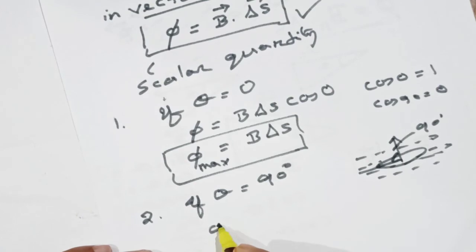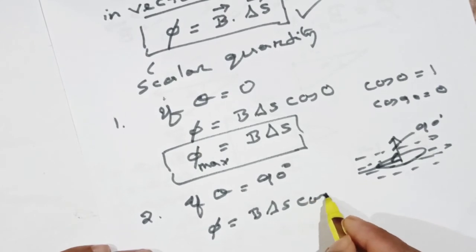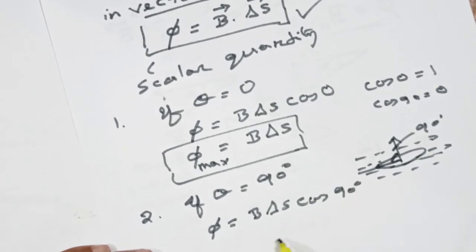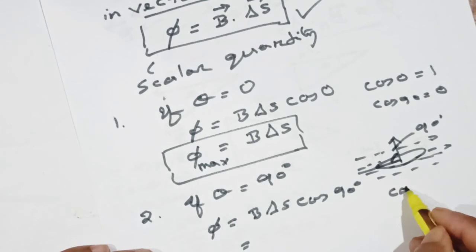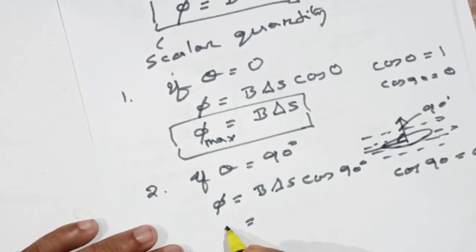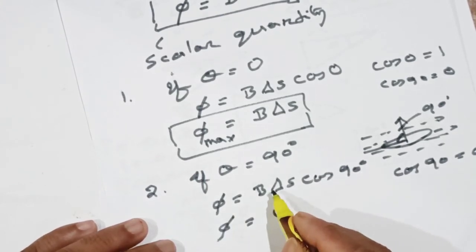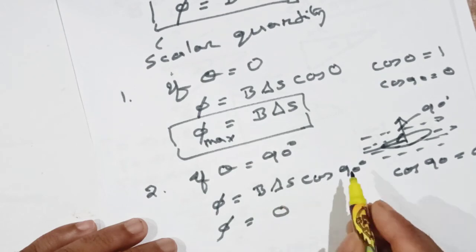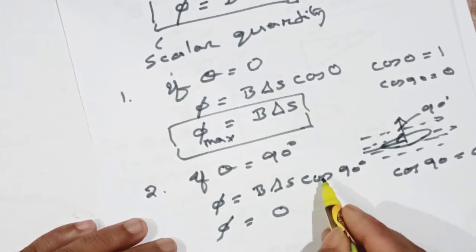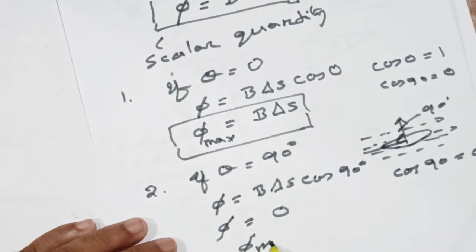We can also express magnetic flux as B delta S cos 90, so cos 90 is equal to 0, so we get the minimum magnetic flux, 0. So B delta S cos 90 is 0, so this will be the minimum magnetic flux.